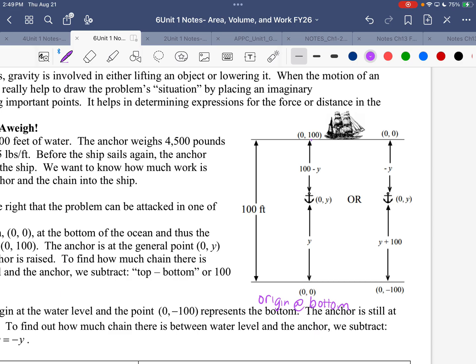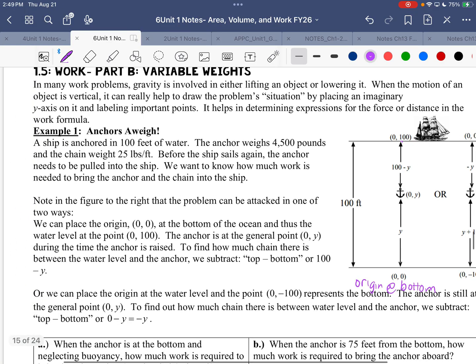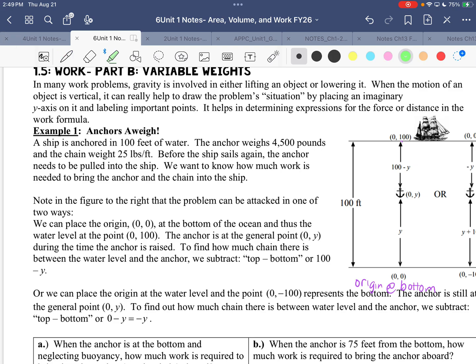And at the top, we have now moved, let's maybe read the problem first. Okay. A ship is anchored in 100 feet of water. So it just so happens that where they put the anchor down, there was the ship, and to get the anchor to the floor was 100 feet. The ocean has very different depths at different places, so not every problem is going to be in 100 feet of water. The anchor weighs 4,500 pounds.